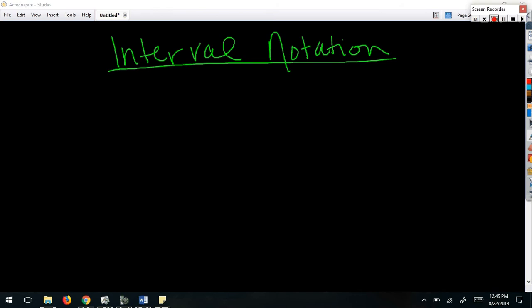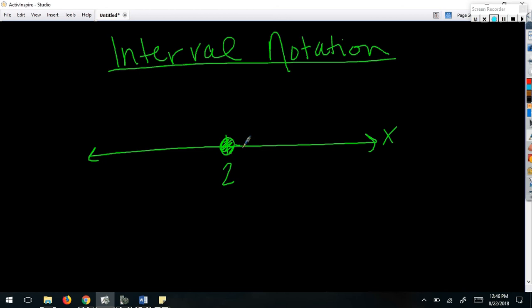So before I talk about domain and range, I need to show you interval notation first. Interval notation is a more sophisticated way that we write an interval of numbers. You are probably used to seeing it look something like, if I have a number line, let's say I wanted to describe that. How would you describe that?